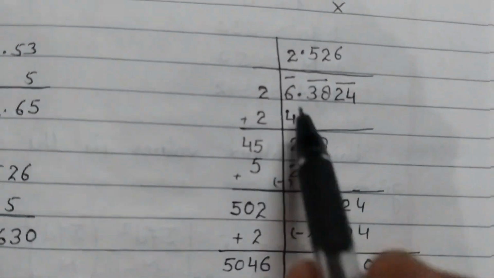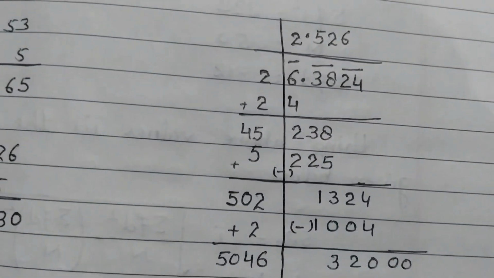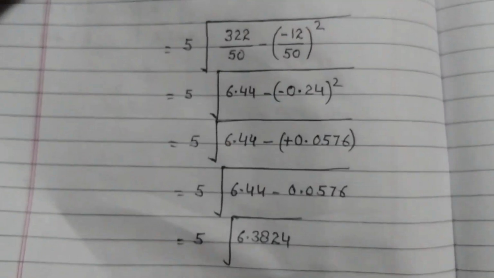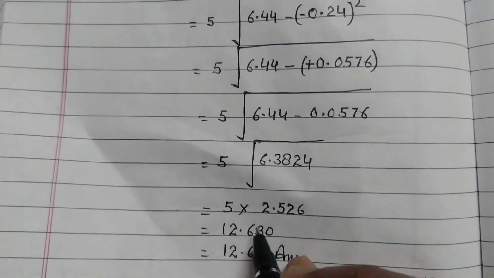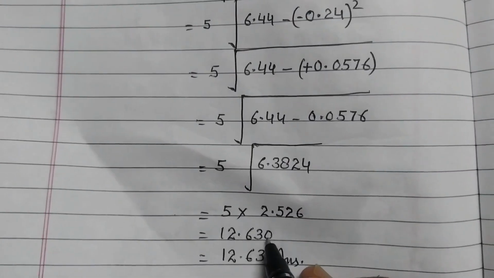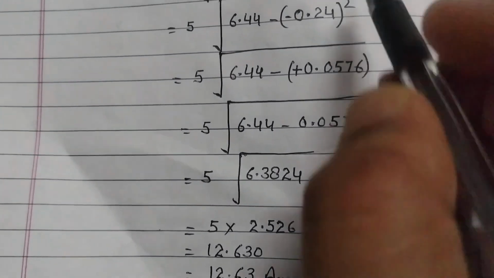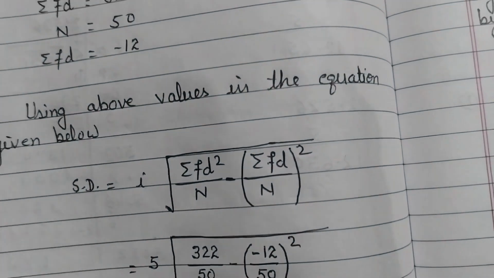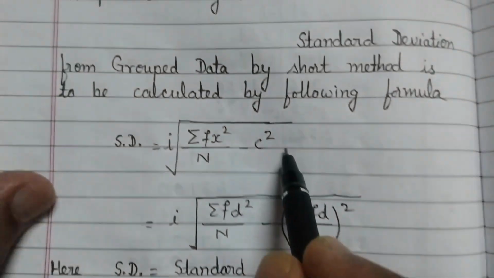Look at this. This is found to be 2.526 in this question. Now 2.526 multiplied by 5 gives us 12.630. That is equal to 12.63. So whether using this formula or the previous formula, the two formulas are given here. Look at this, either by this formula.